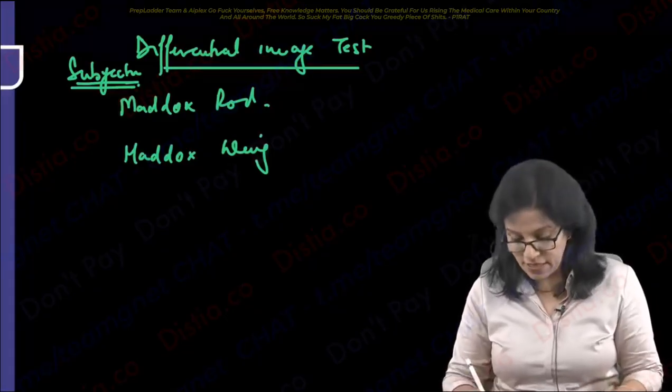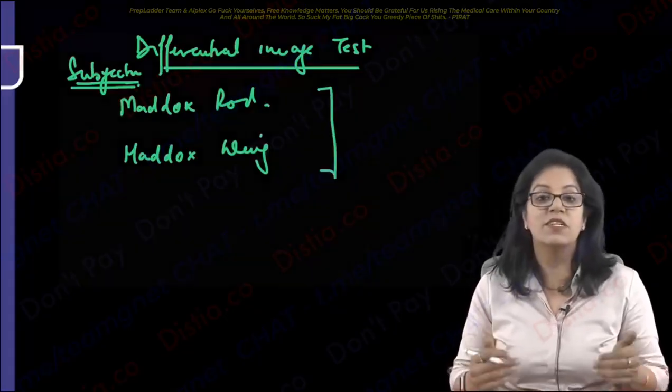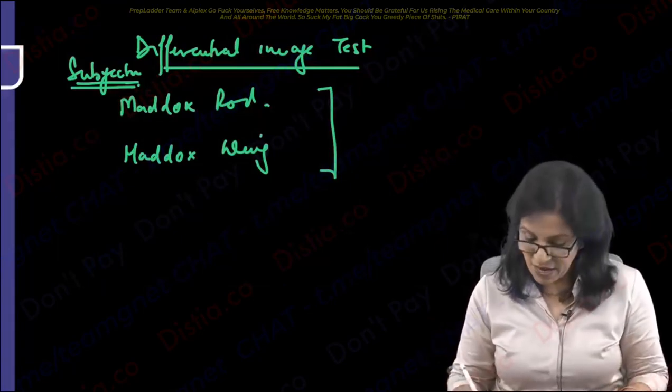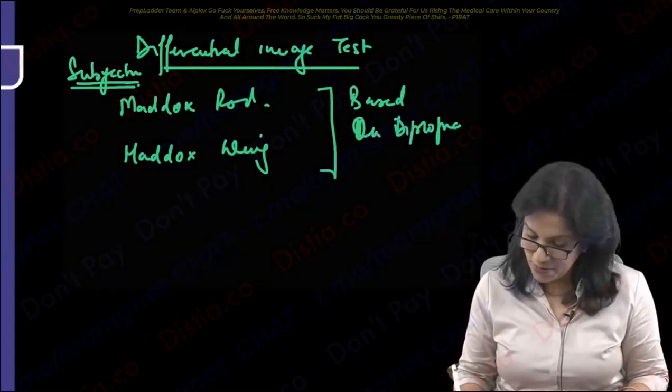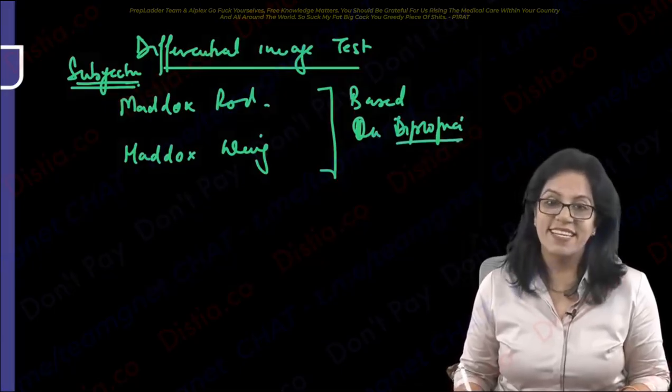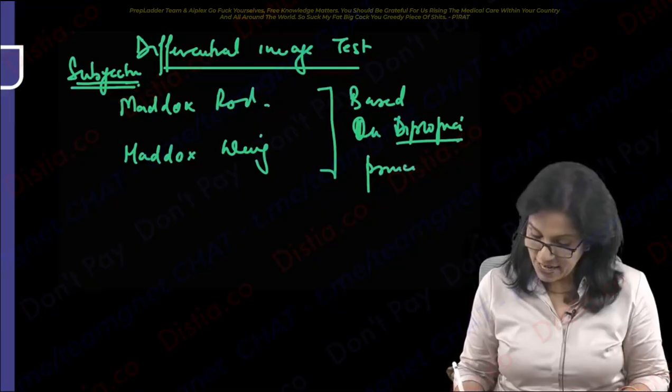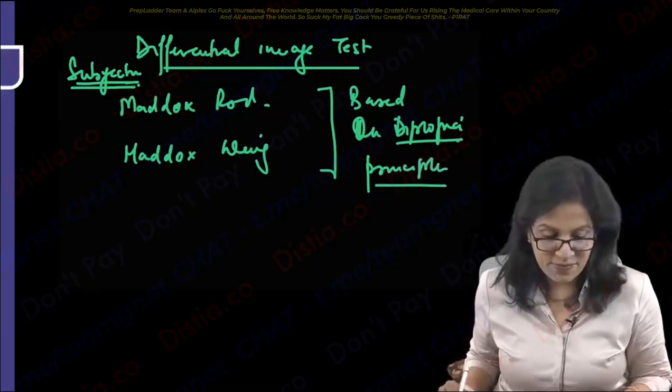Let me explain. We are trying to create artificial diplopia for the patient. So it is based on the diplopia principle. You already know about diplopia, what the types are, what is crossed, what is uncrossed, correct? So now we can move further and understand about the Maddox rod and Maddox wing.